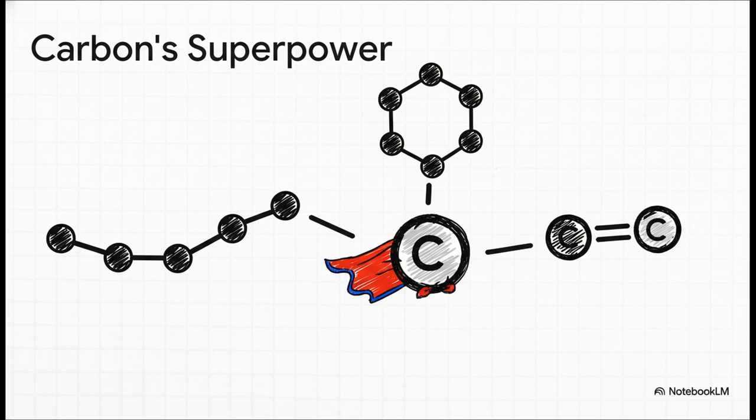And here is carbon's unique superpower. It's a fancy word, catenation, but all it means is that carbon is amazing at linking up with other carbon atoms. It can form these long, stable chains, create these intricate rings. It can even form double or triple bonds with itself. This ability makes it the ultimate molecular building block.